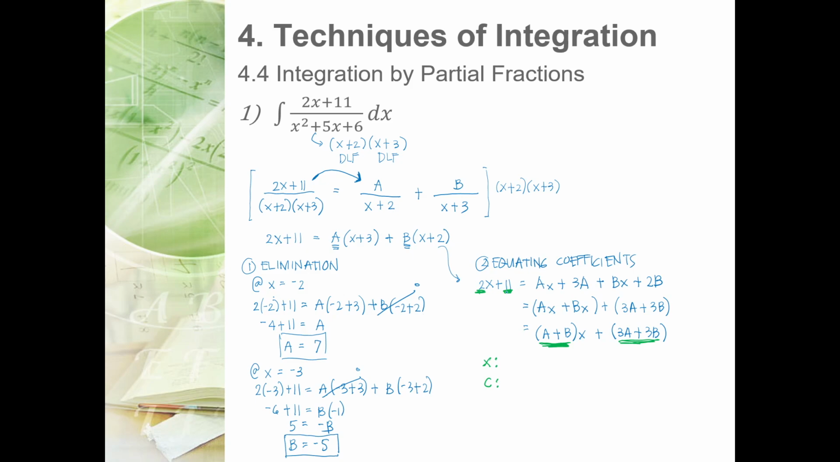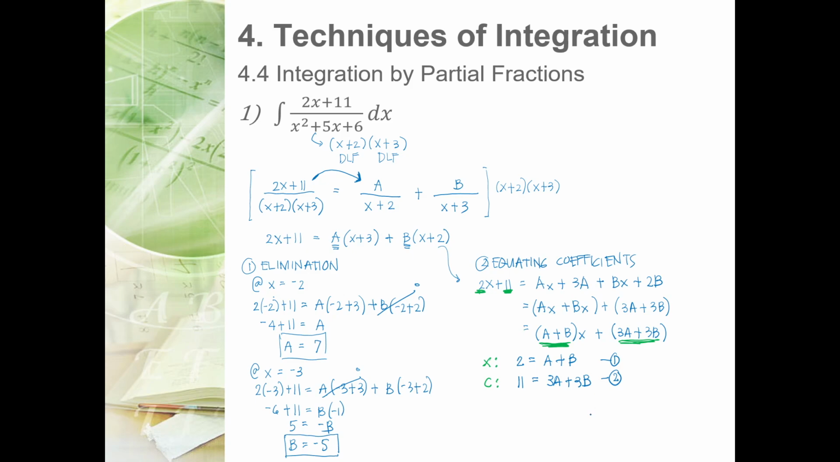For x, the coefficient of x on the left side is 2. On the right side, that would be a plus b. On the constant, the left side would be 11. The right side would be 3a plus 2b. So you have two different sets of equations, two unknowns, two equations. Thus, we can solve the unknowns a and b at this point.